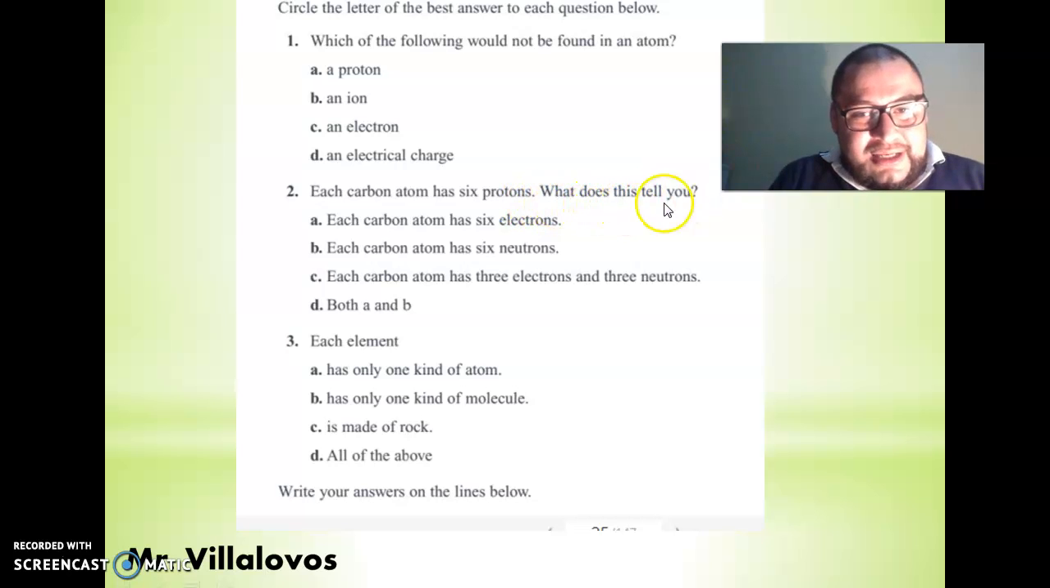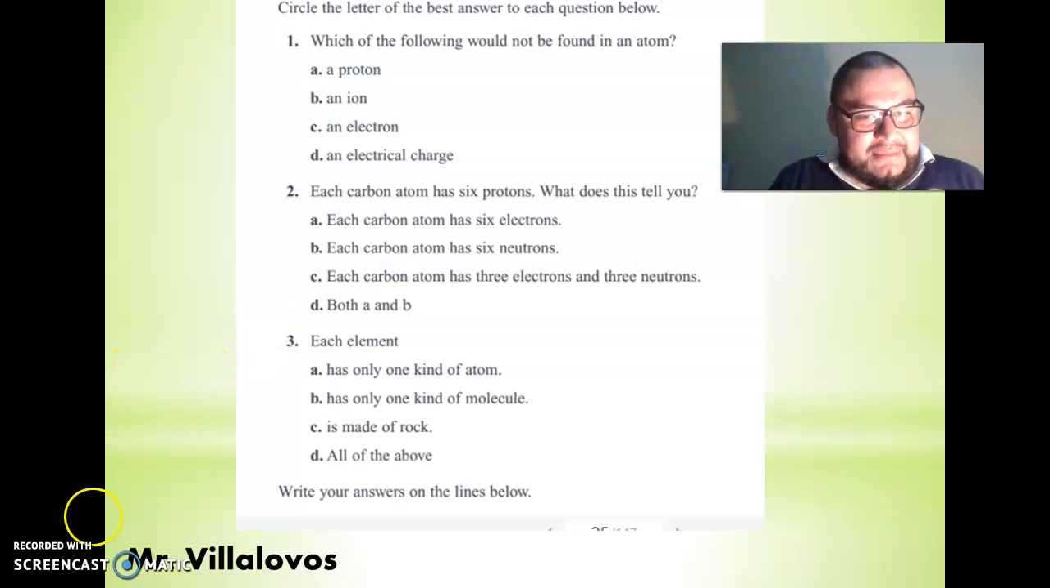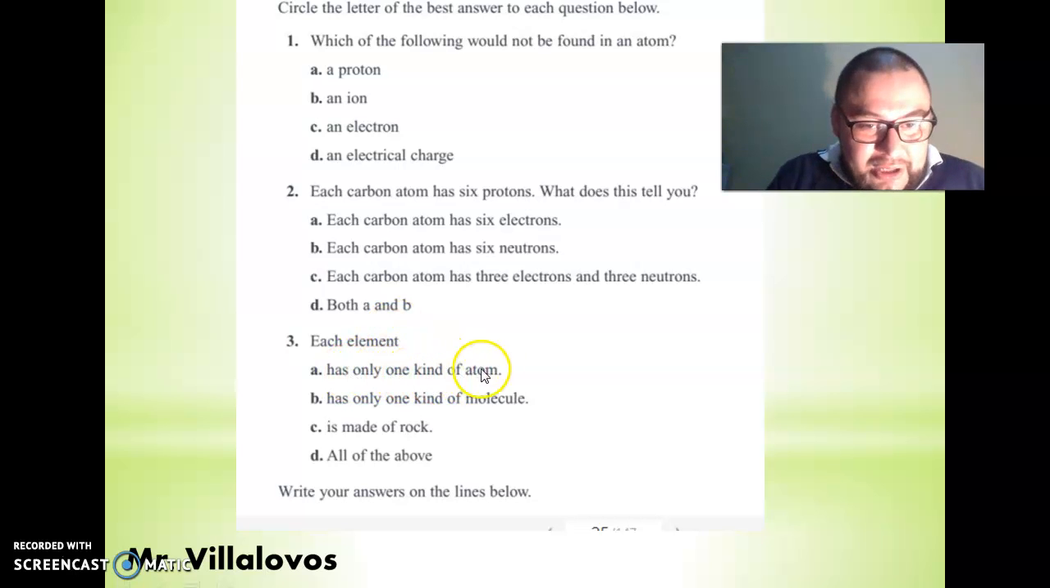Each carbon atom has 6 protons. What does this tell you? Each carbon atom has 6 electrons. Each carbon atom has 6 neutrons. Each carbon atom has 3 electrons and 3 neutrons. Both A and B. Go read the paragraph again. Each element has only one kind of atom, has only one kind of molecule, is made of rock, all of the above.